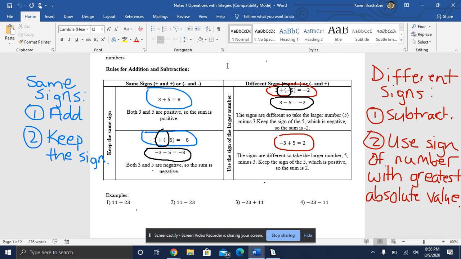I would like for you to do these without a calculator. It will help you so much if you will do that as you go along in algebra. The better number sense you have, the greater your success will be.